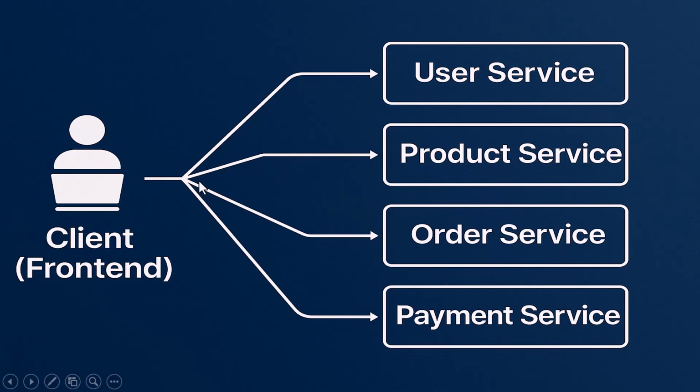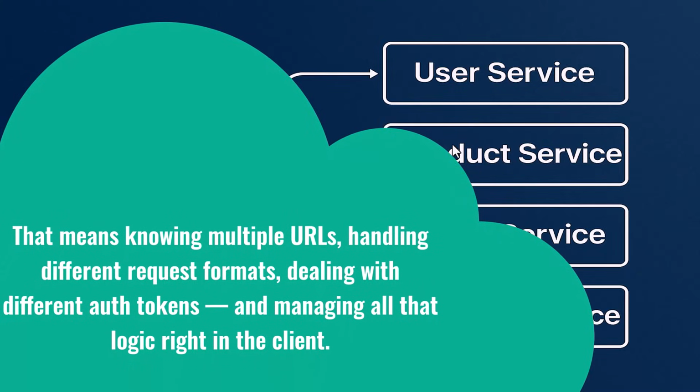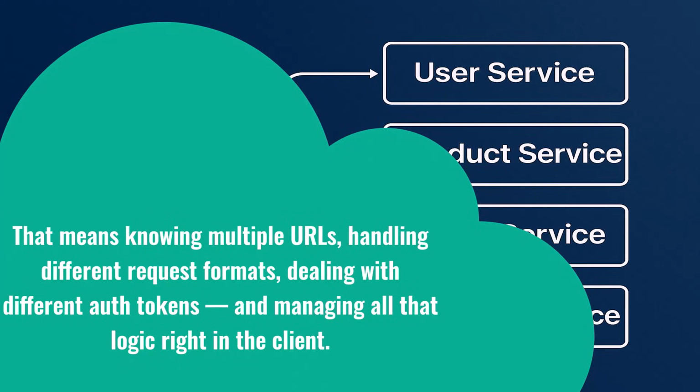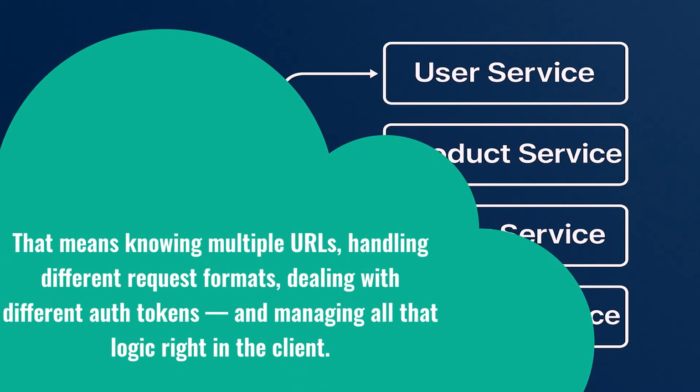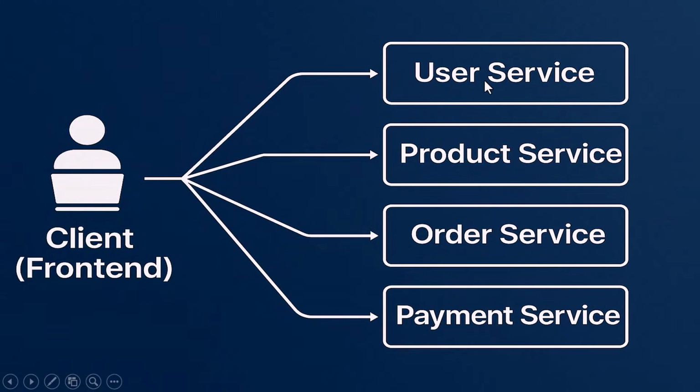Now, without an API gateway, the front end would have to call each of those services directly. That means knowing multiple URLs, handling different request formats, dealing with different auth tokens, and managing all that logic right in the client. That's a mess. It creates tight coupling between your front end and all your back-end services. Every time a service changes, your front end has to change too. That's where the API gateway comes in.